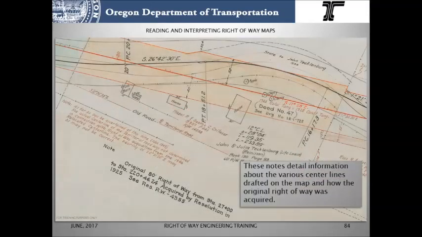So this is the same map, different area, different notes. Notes detail information about the various center lines drafted and how the original right-of-way was acquired, such as original 80-foot right-of-way from Station 27 to Station 220 plus 4624, acquired by resolution in 1925, and it gives a right-of-way file number, file 4355.